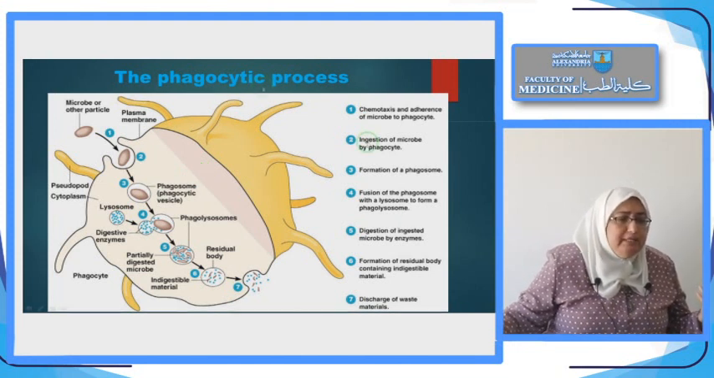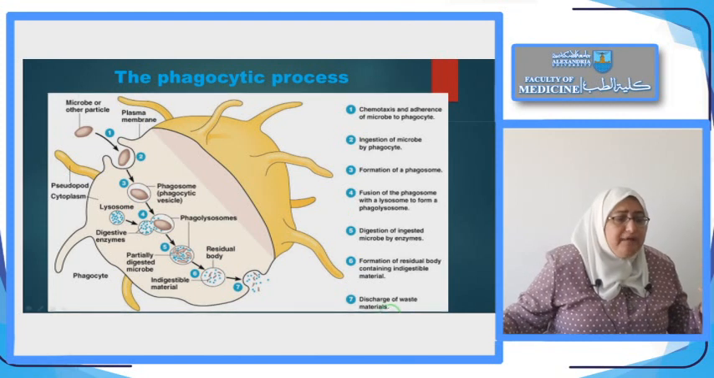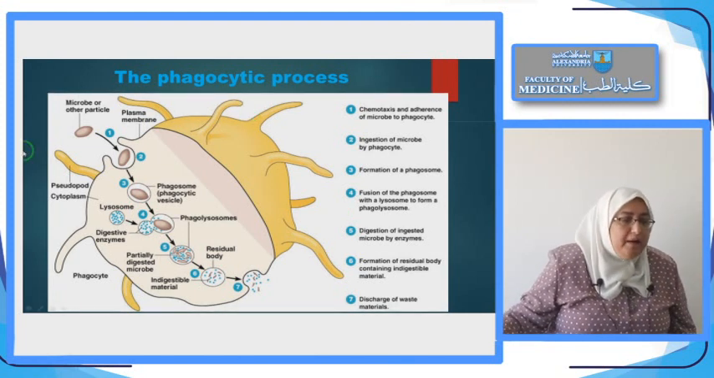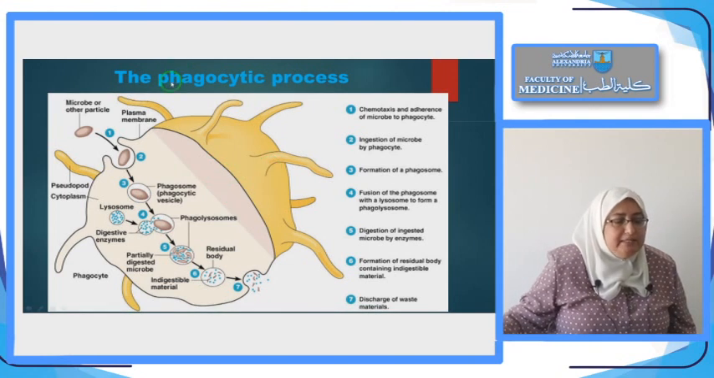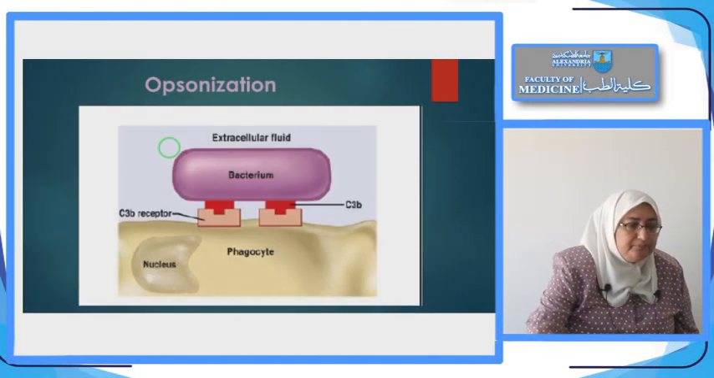What is this process? Is it ADCC? Is it complement? Is it neutralization? Is it phagocytosis? It is phagocytosis. This picture may come in the exam and ask you what this process is. You should choose phagocytosis. What type of cell can do this? Is it T? Is it B? Is it natural killer? Is it monocyte? It is monocyte or macrophage or polymorph.